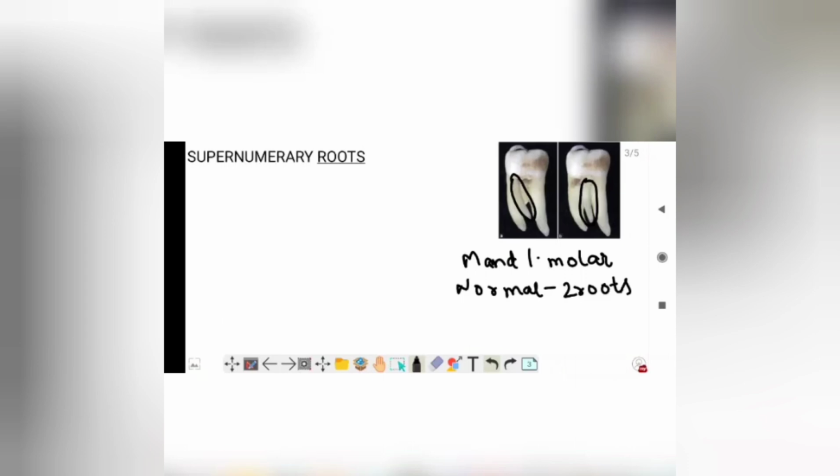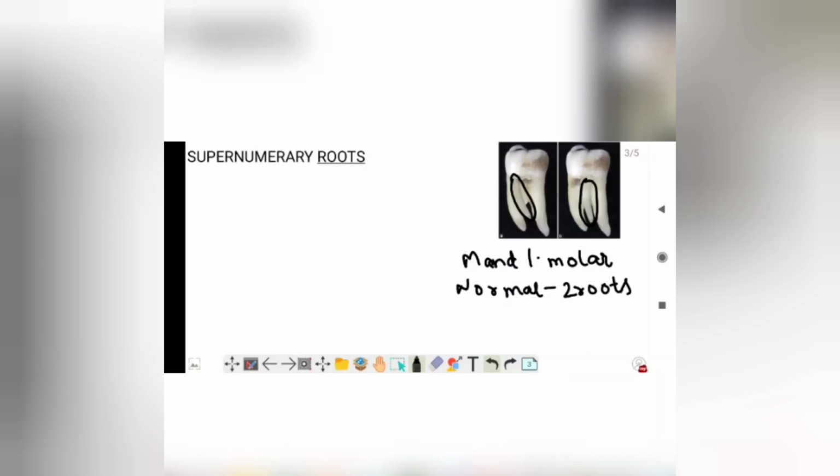Now, what is the significance of supernumerary roots? It has significance in endodontics and exodontia. How? Suppose we do not know about this. We know the mandibular first molar has only two roots, but if by mistake a third root is also present, then obturation will not be done for that particular root. It will remain unrecognized and it can cause infection.